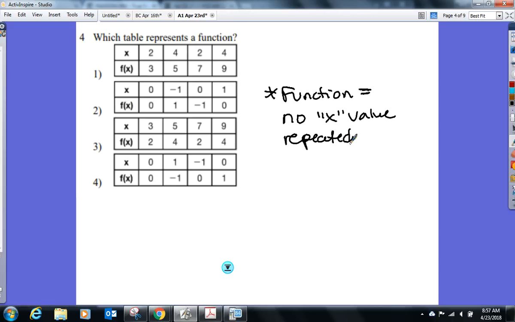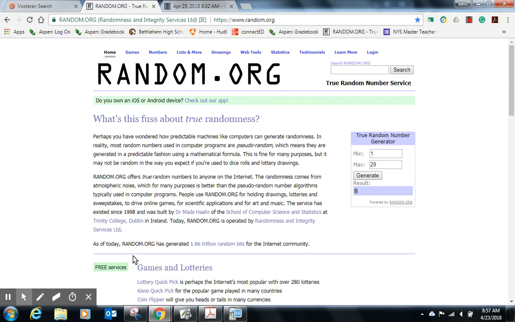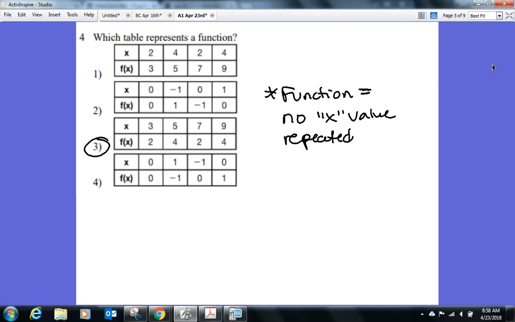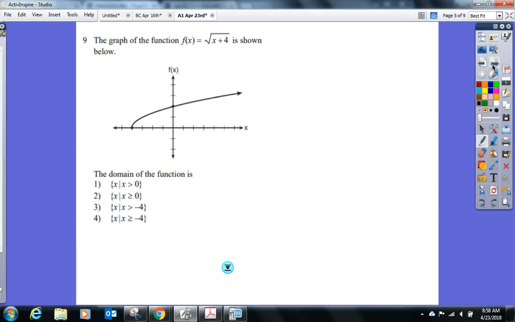So out of these 4 tables, which one has no X values repeating itself? What do you got for me? Which table satisfies that? Number 3. Everyone see, I got 2 and 2, 4 and 4, 0, 0. I got 0, 0 again. I have X values repeating. Everybody good? Function, no X values repeat. There's other things associated with a function, but I'll get to them when we come across them. Next one we got is 9.